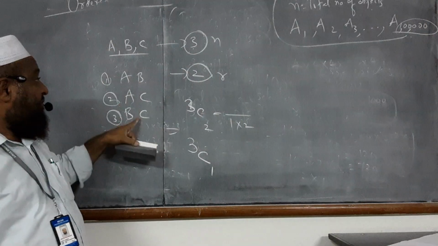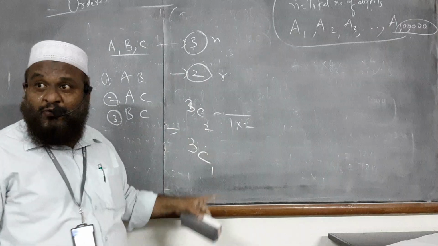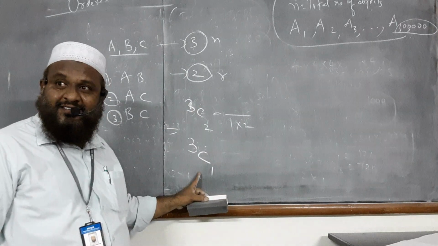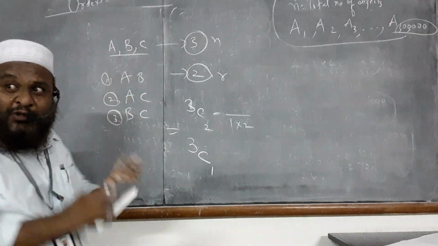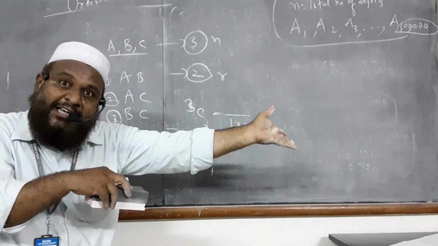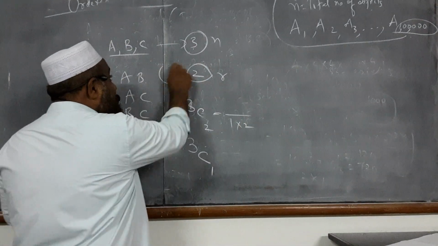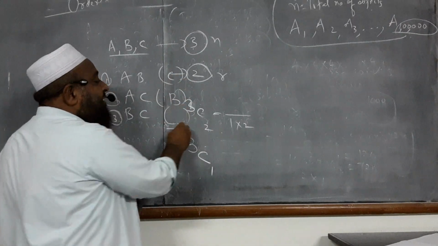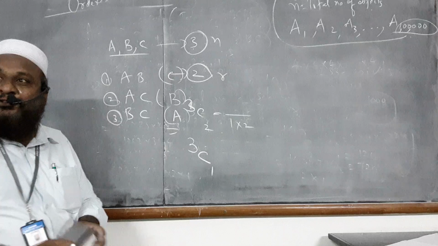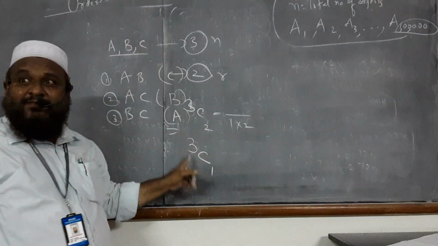Now here coming to two objects, it is 3C2. So 3C2 will match with 3C1. Why is it so simple? Out of 3 you are selecting 2. So what is the other part of the game? We are missing C here. We are missing B here. We are missing A here. So we can miss only these 3 elements.